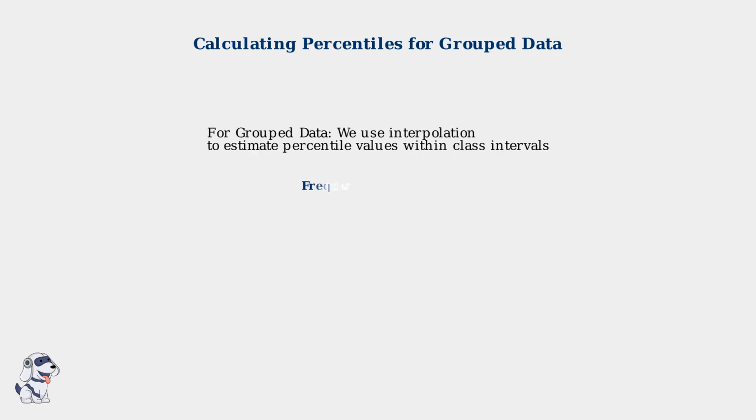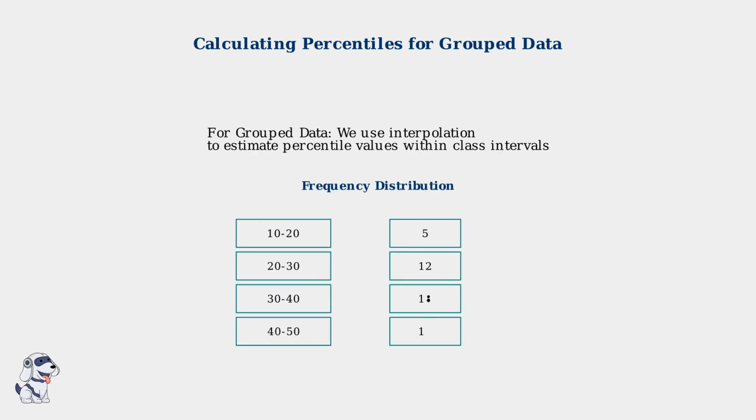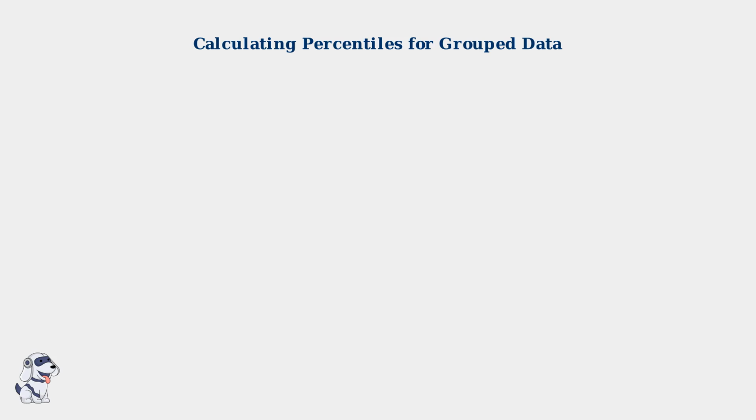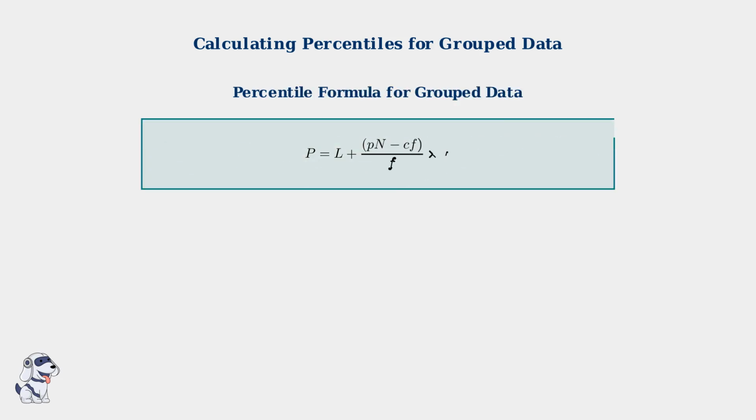When working with group data, we cannot simply count individual values to find percentiles. Instead, we use interpolation within the appropriate class interval to estimate the percentile value. The formula for calculating percentiles in group data uses interpolation. Let me show you this formula step by step, breaking down each component so you understand exactly what each variable represents. Now let's break down each component of this formula.